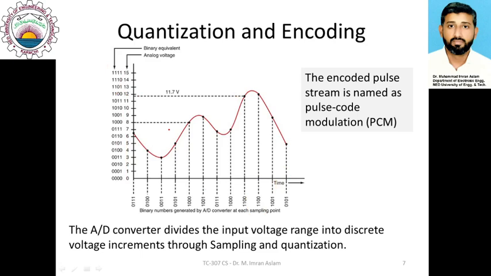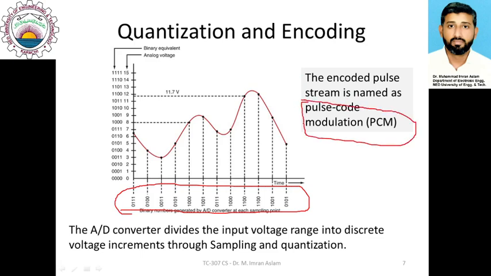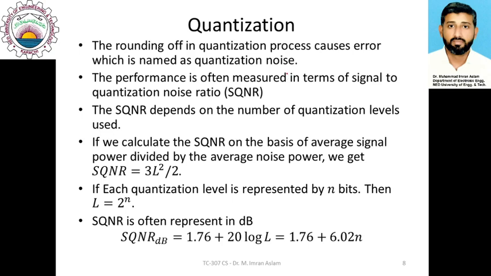And you can see that each of the sampled values after the quantization process can easily be converted to binary digits by using that encoding scheme, and each binary digit can easily be represented in the form of pulses. So typically this representation in the form of pulses is named as pulse code modulation, or PCM. So sometimes this entire process of sampling and quantization is named as PCM.